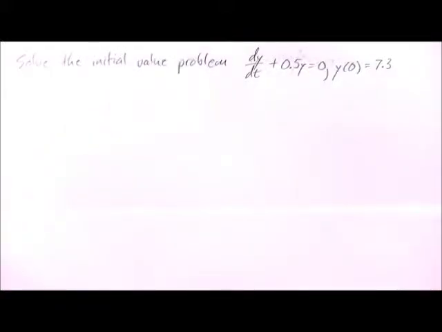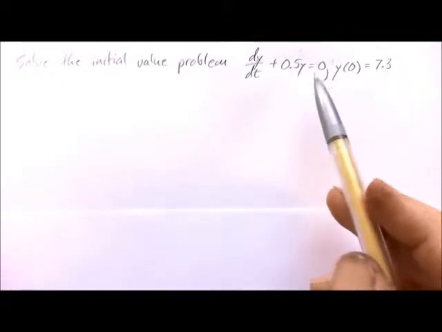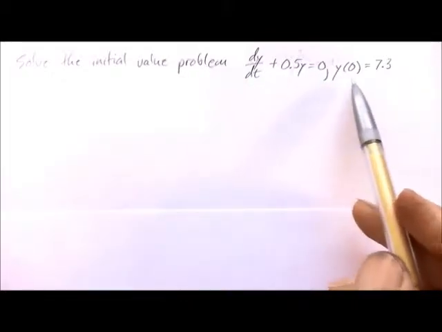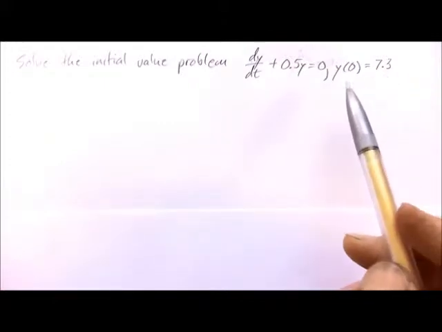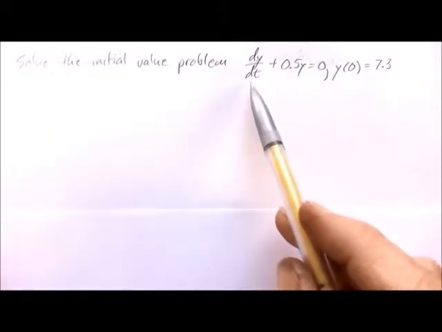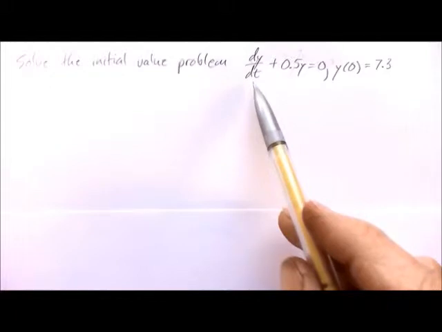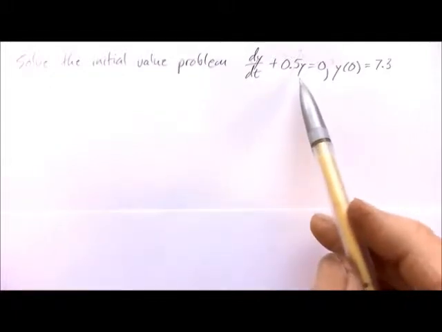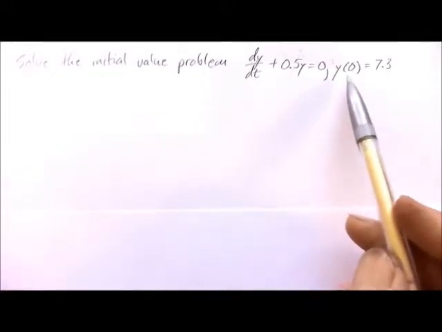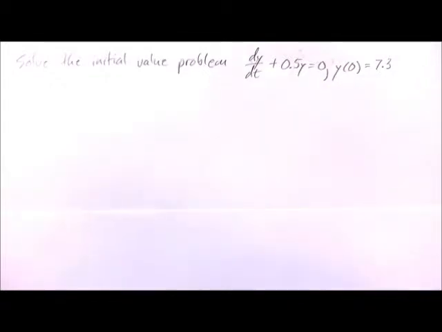Now that we've seen how to do separation of variables, how to solve a differential equation using that method, let's now take a look at not just a differential equation but an initial value problem. So here we have the initial value problem consisting of our differential equation dy/dt plus 0.5y equals 0 and the initial condition y of 0 equals 7.3.